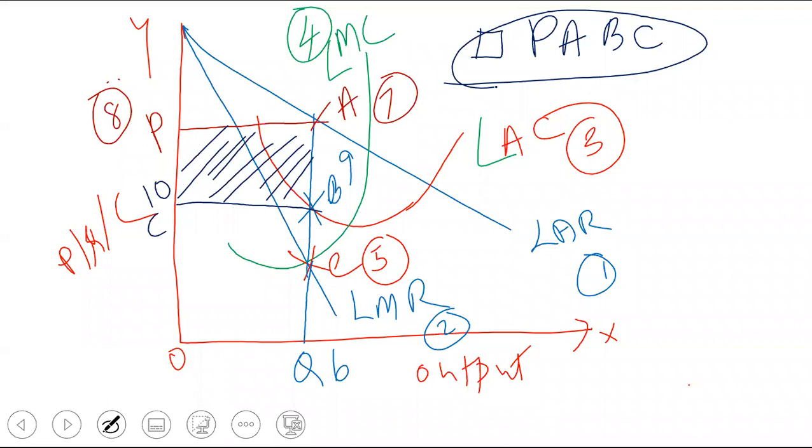Okay, children, so we have done two types of equilibrium in monopoly: short run equilibrium and long run equilibrium. I am inviting your memory. In perfect competition, in the long run, there was only one possibility for equilibrium. What was it?